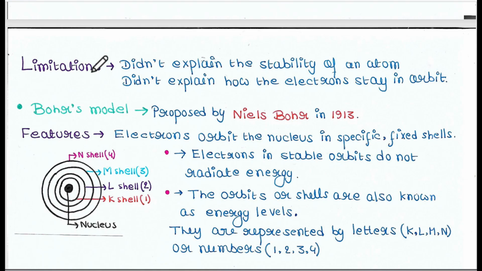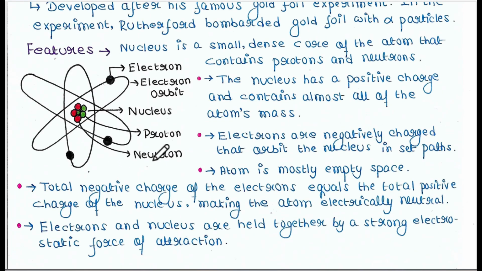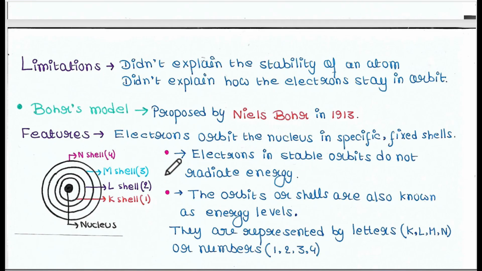Limitations. This model didn't explain the stability of an atom, and this model didn't explain how the electrons stay in the orbit. Yes, this model says that electrons are moving around the orbits. But how they are moving around the orbits? This is not said.